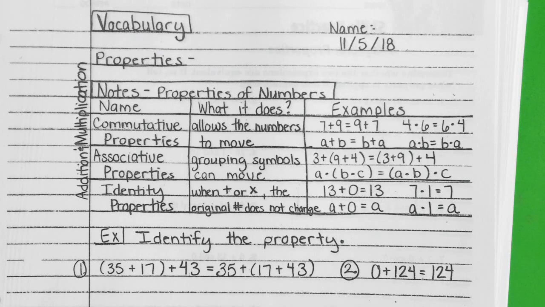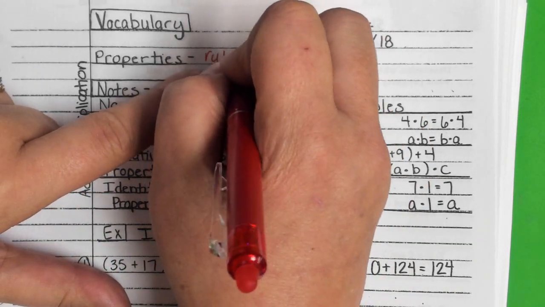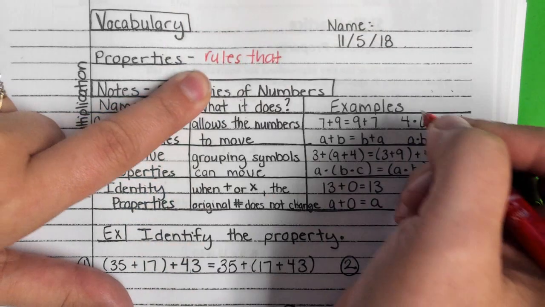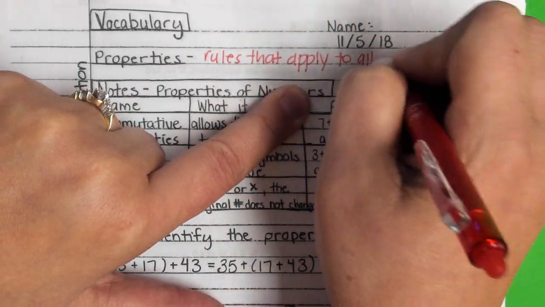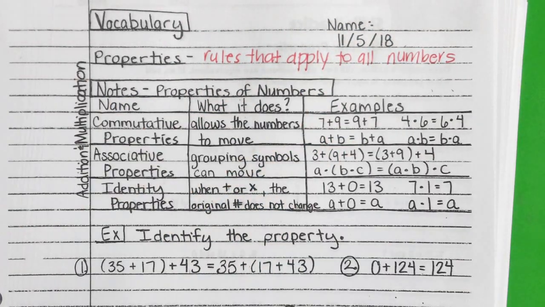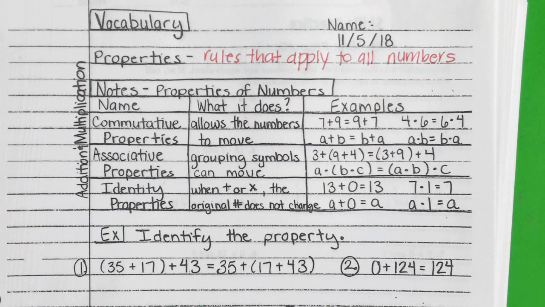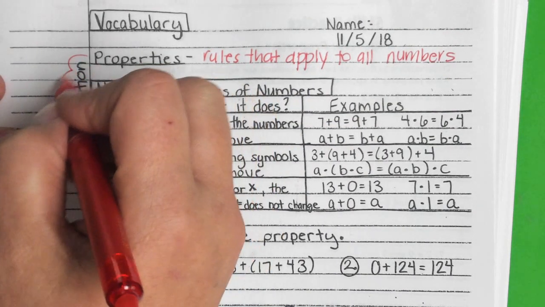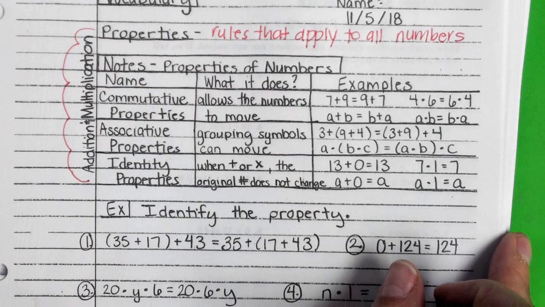Thinking about a property, okay? The easier way to think about this is properties are rules that apply to all numbers. So these are rules that we can say no matter what, this will always be true. The properties that we're going to deal with today all deal with addition and multiplication, so we're not having to worry about subtraction or division.